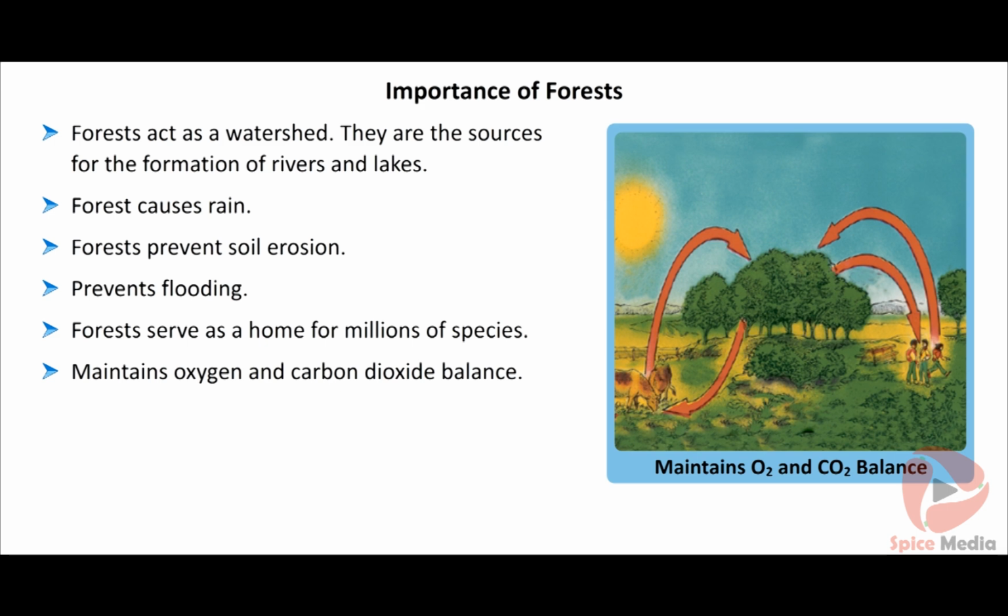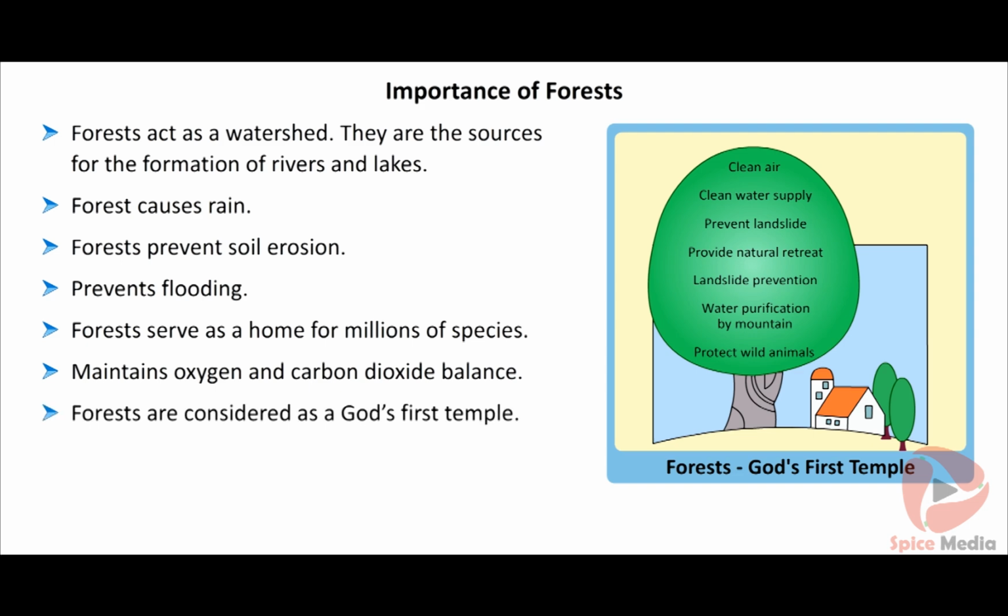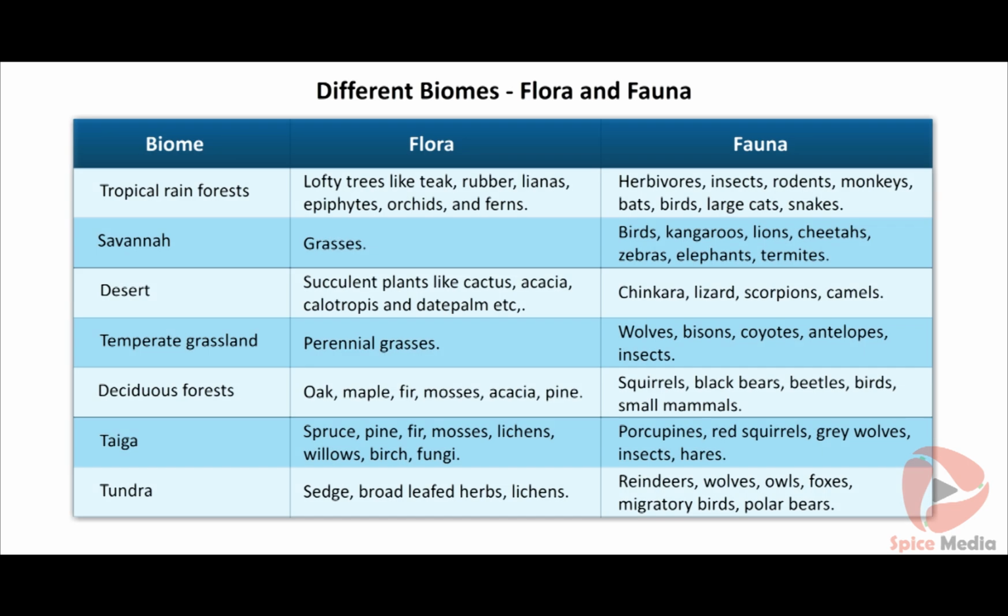The trees break up carbon dioxide into carbon and oxygen in the presence of sunlight. They consume carbon as their food and release oxygen in the atmosphere. Forests are considered as God's first temples. They play a crucial role in our daily life. Biomes have various kinds of flora and fauna. India is one of the 12 mega biodiversity centers in the world with immense flora and fauna. The kind of flora and fauna found in different biomes are given here.